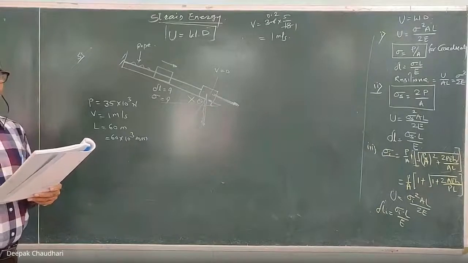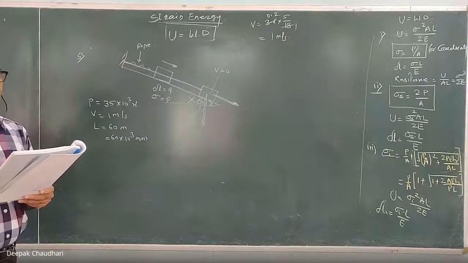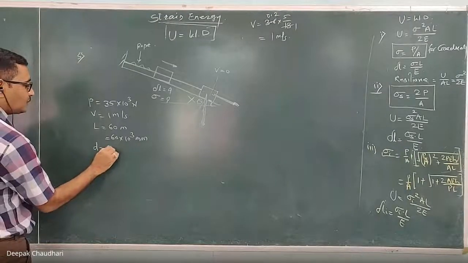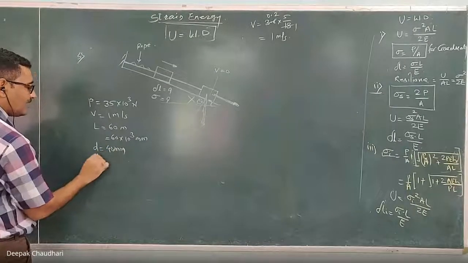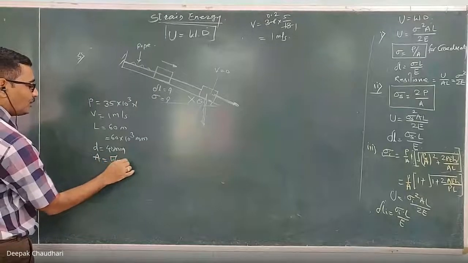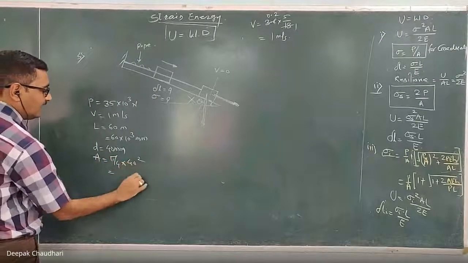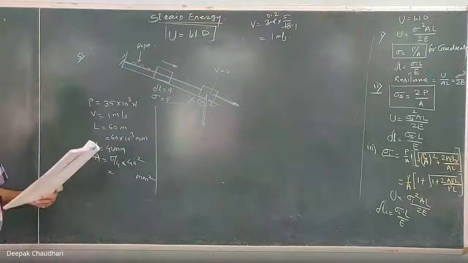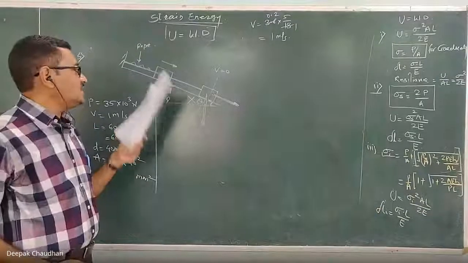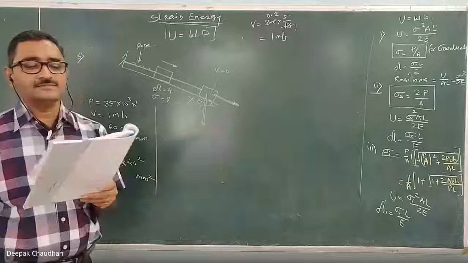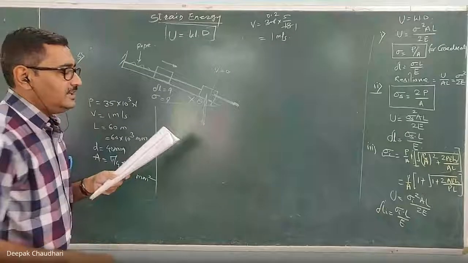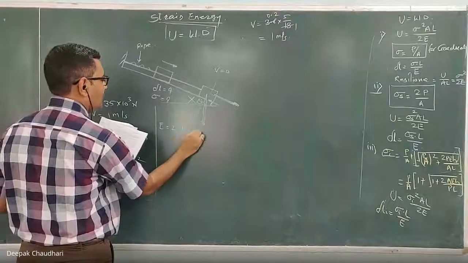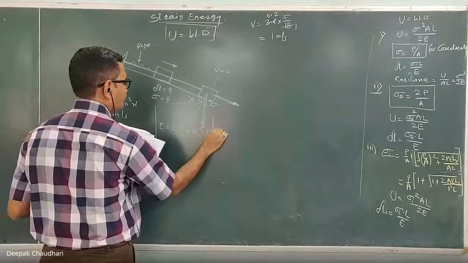Calculate the maximum instantaneous stress and maximum instantaneous elongation produced. The diameter of the rope is given as 40 millimeter. From this, you can calculate the cross-sectional area, pi by 4 into d square, which you will get in millimeter square. Here, for the area of this rope, you have to calculate the strain energy, the delta L and sigma. Here, E is equal to 2.1 into 10 to 5 Newton per millimeter square.